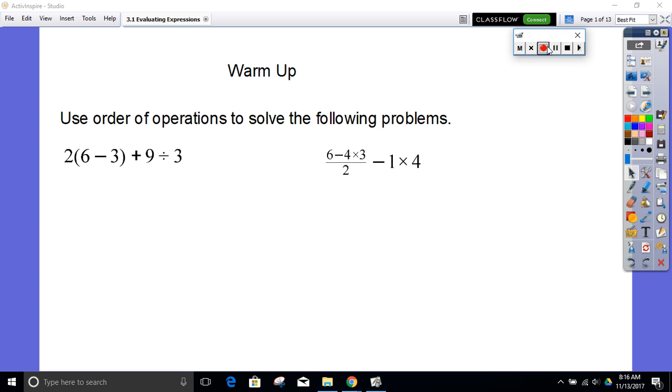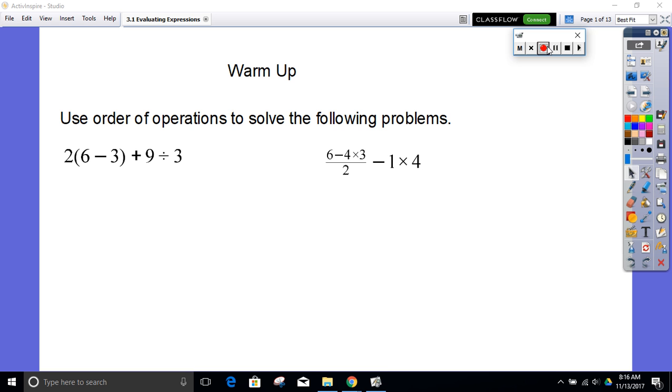Dakota. What are you? There you are. Since I changed seats, I forget where everyone is. Dakota, what did you get as an answer for number 1? 9. That's the correct answer. So now tell us what you did. Whoops, I don't think I'm plugged in. I do this every day. There we go.